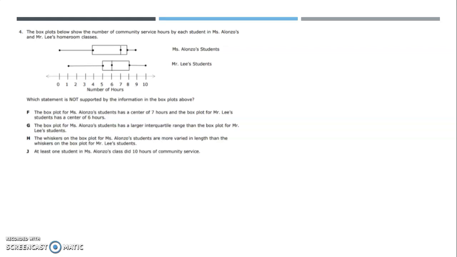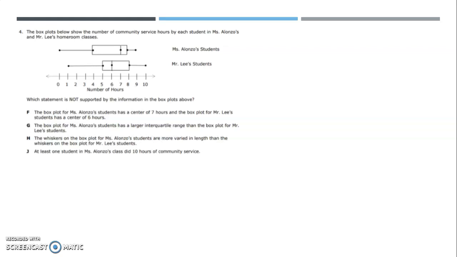So the first one says the box plot for Miss Alonso's student has a center of 7 hours, and the box plot for Lee's has a center of 6. So I'm going to need to find something called the median. So somewhere in here I need to know the median. The box plot for Miss Alonso's students has a larger interquartile range. So IQR. So from here I could already tell that I'm going to have to do the 5-number summary.